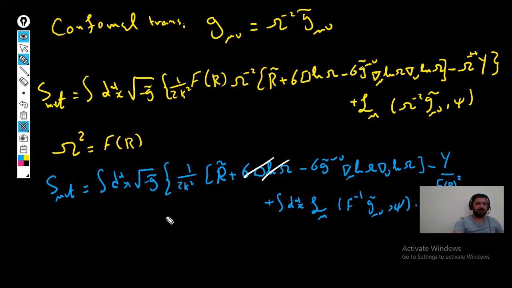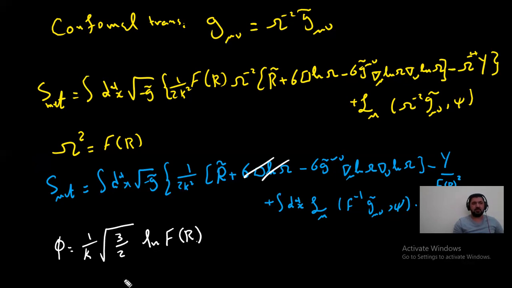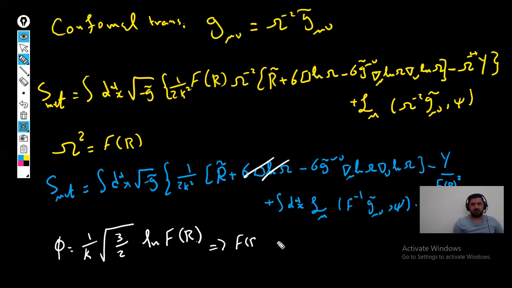But now let's make something. Let's define a scalar field phi. We have here a scalar quantity within this omega. So if we define this scalar field as 1 over kappa, the square root of 3 over 2, ln f_R, then f_R will be the exponential of kappa, the square root of 2 over 3, phi.